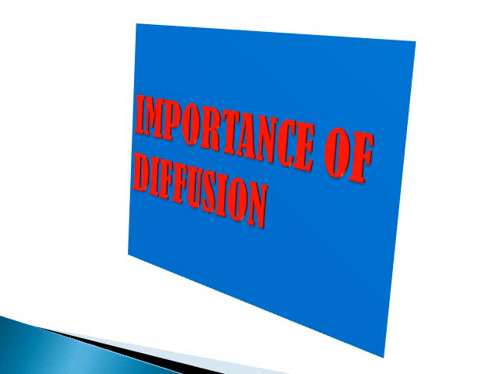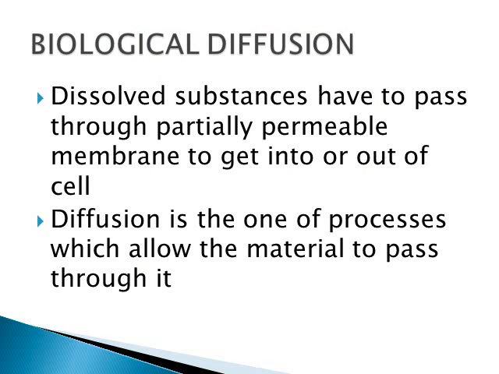Then what is the importance of diffusion? Why is diffusion important? It's very important for living organisms. Number one, biological diffusion. Dissolved substances have to pass through a partially permeable membrane to get into or out of the cell, and diffusion is one of the processes which allow the material to pass.